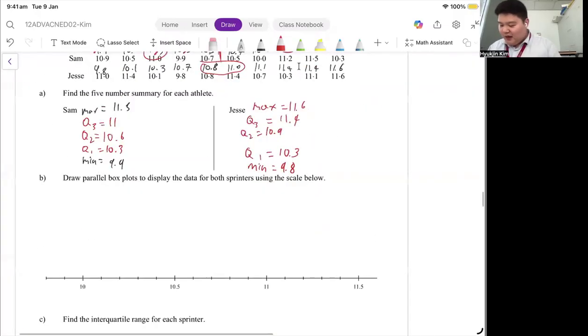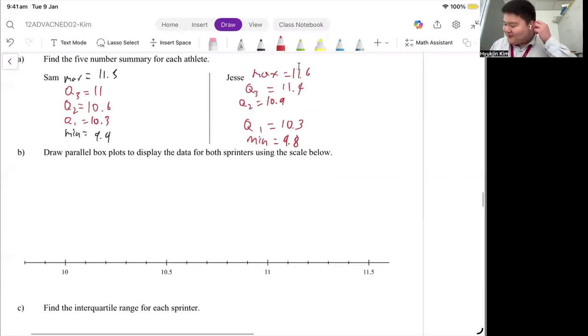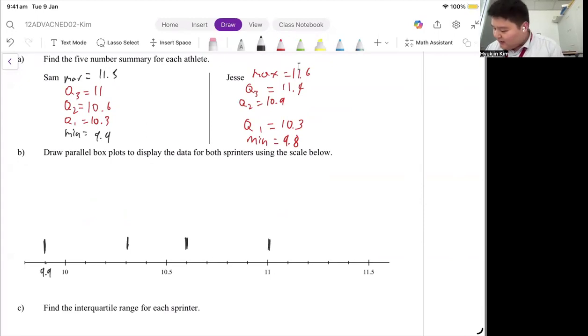Draw parallel box plots to display the data for both sprinters using the scale below. So let's see. Minimum for Sam was at 9.9, which is right over here. And then Q1 was 10.3, and then 10.6 was the median, 11 was the Q3, and then max was 11.5.